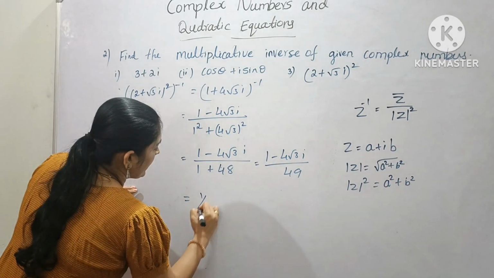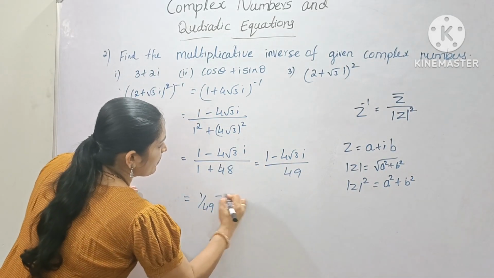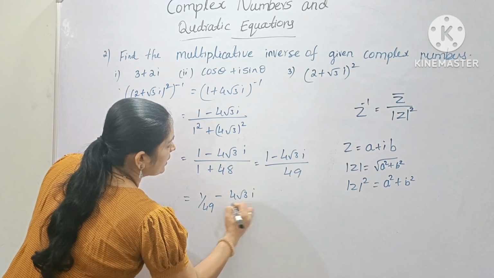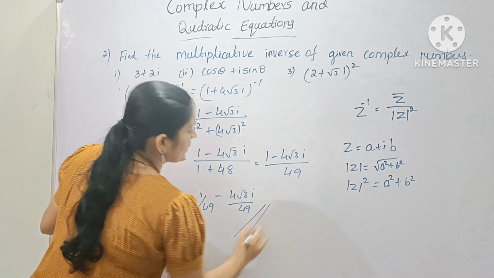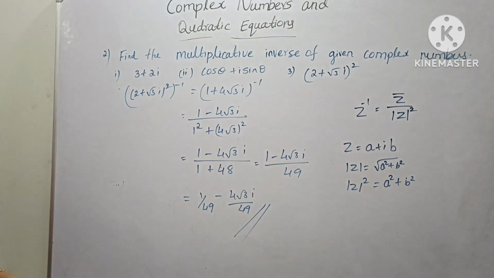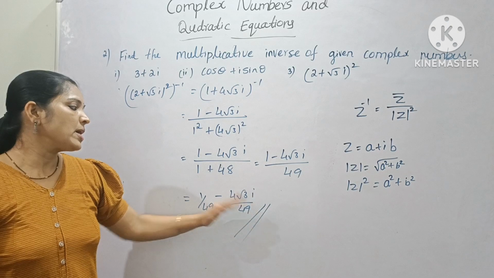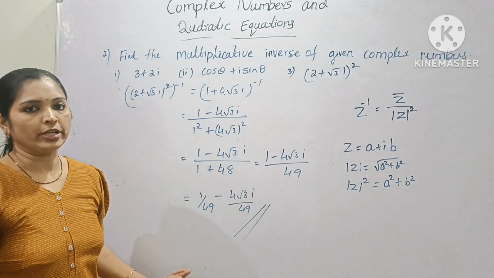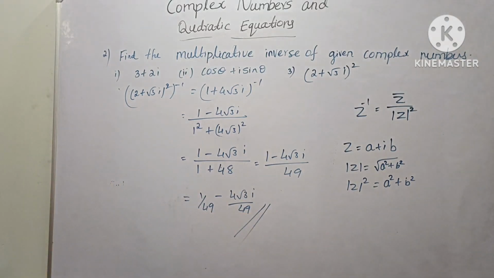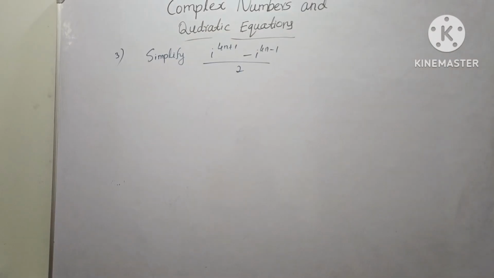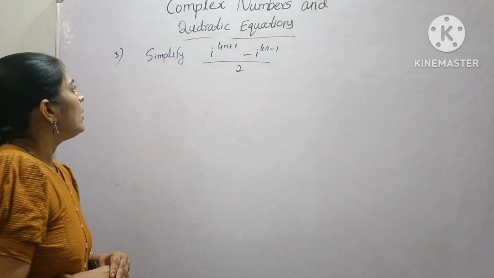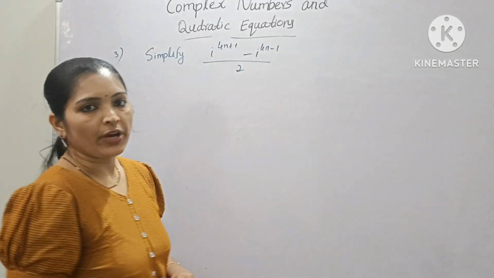So here we can write it as 1 by 49 minus 4 root 3i by 49. It is of the form a plus ib. Here the real part is 1 by 49 and the imaginary part is minus 4 root 3 by 49. Next question: simplify i raised to 4n plus 1 minus i raised to 4n minus 1 divided by 2.